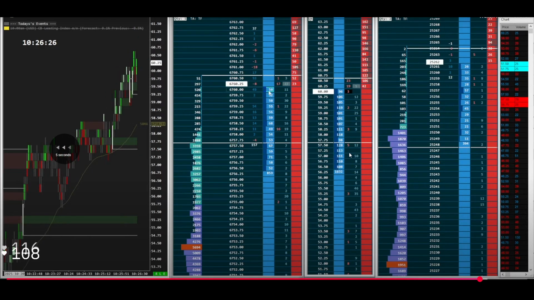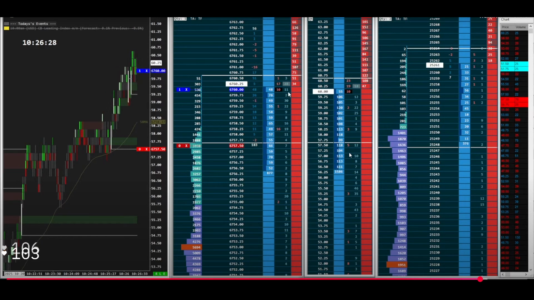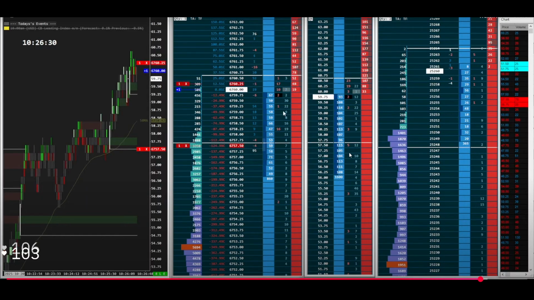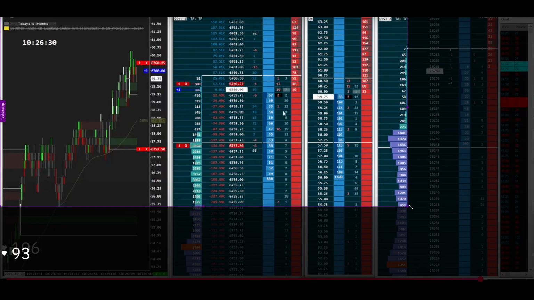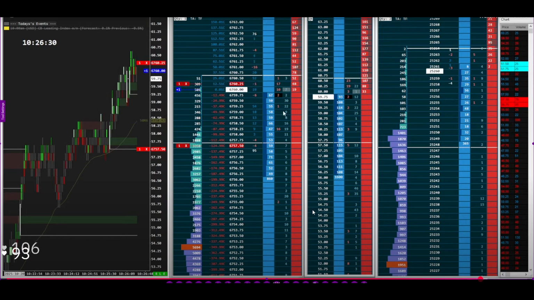So let me back up to the time of execution. It's really important I screenshot these since I am experimenting with a new source of edge. First thing I want to do is highlight the strength versus the weakness. This is pretty weak selling. NASDAQ also has some pretty good strength here.